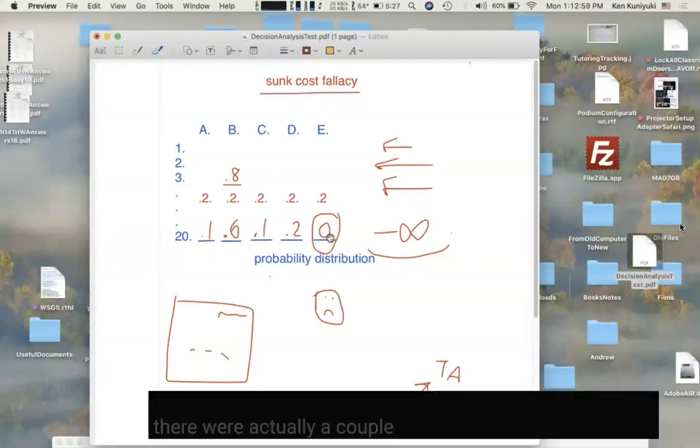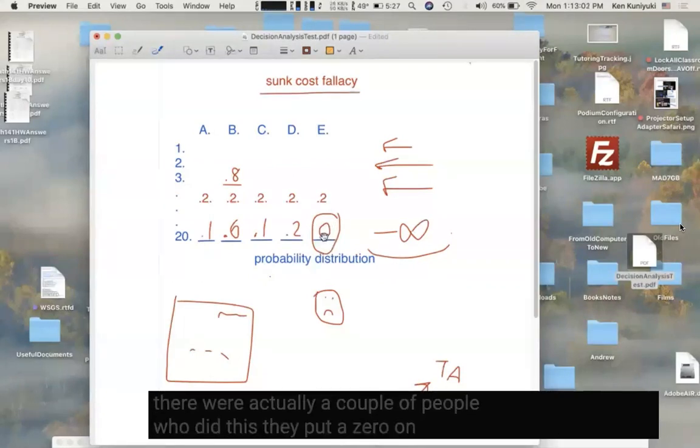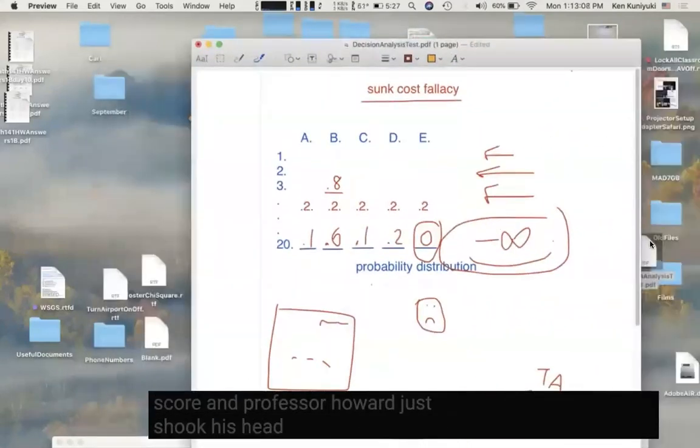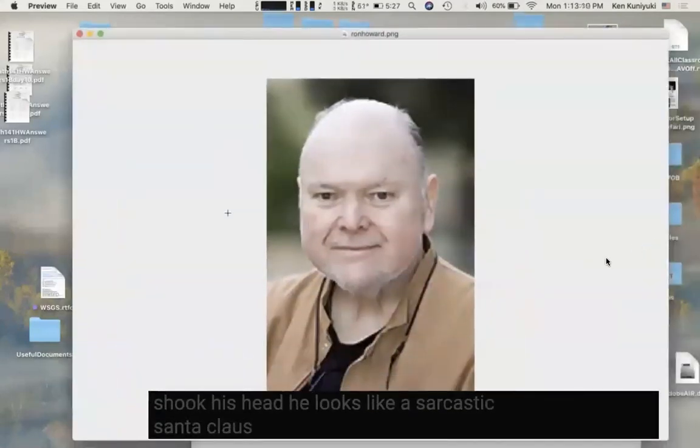There were actually a couple of people who did this. They put a 0 on what turned out to be the correct option. They got negative infinity as the raw score. And Professor Howard just shook his head. He looks like a sarcastic Santa Claus. He just shook his head. He swiveled in his chair and he said, "Some people never learn."